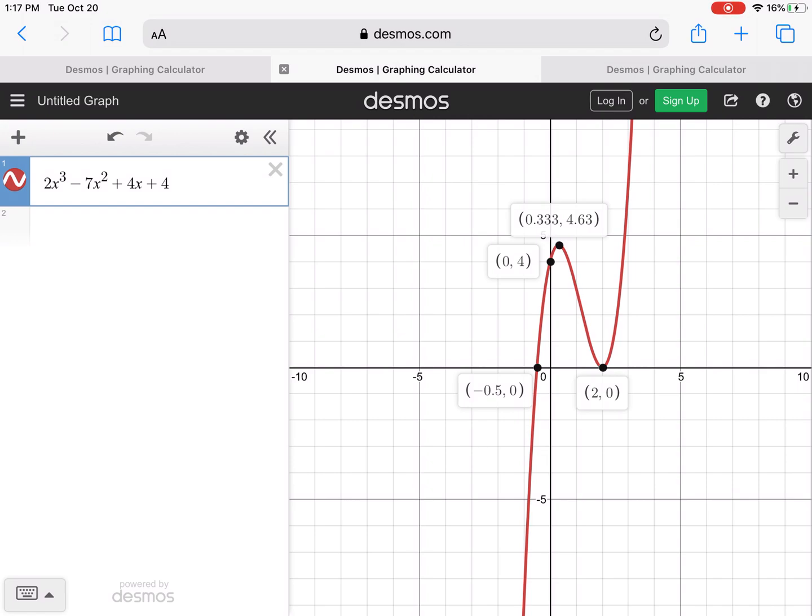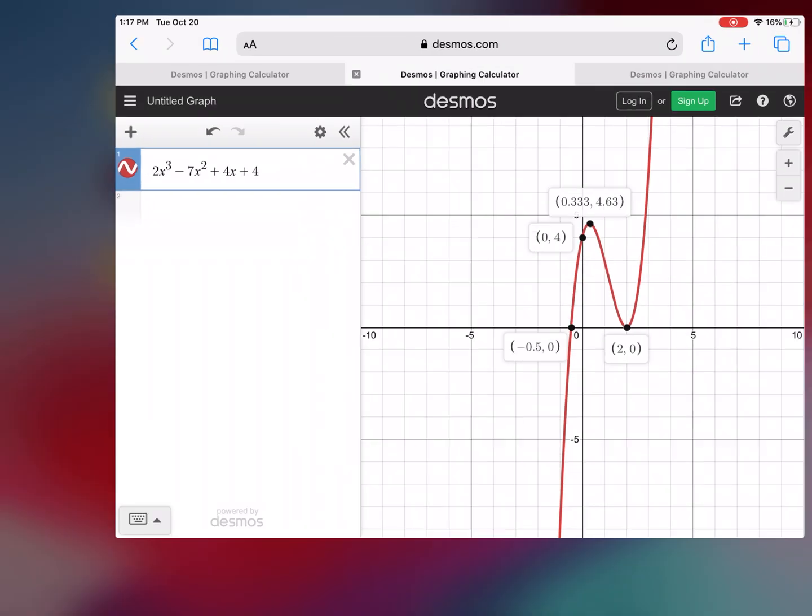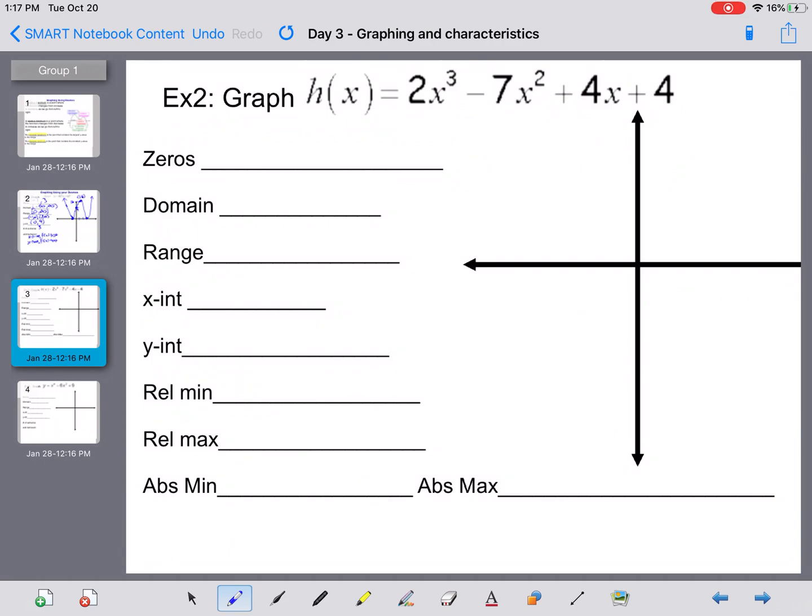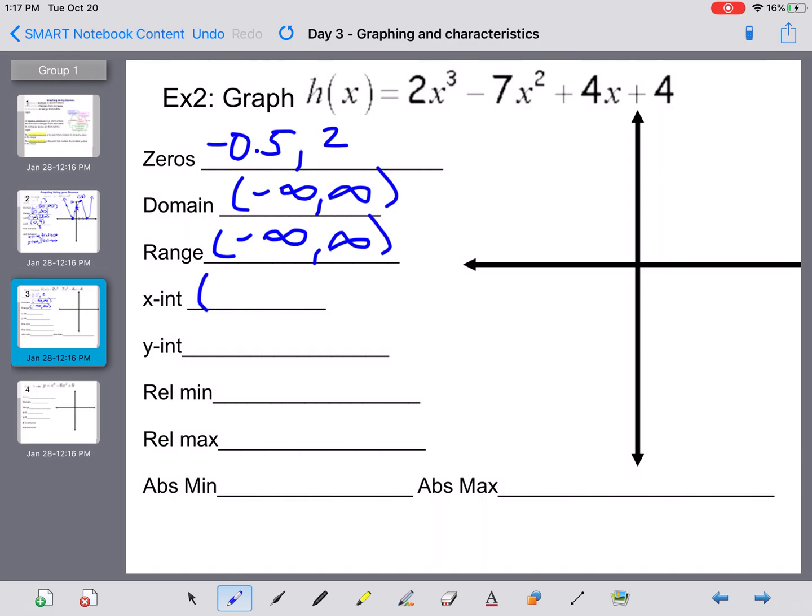I'm going to round that maximum, the relative maximum, to 2 decimal places. And so we're going to convert that back over. We had zeros at -0.5 and 2. Our domain and range for all these polynomials are going to be all real numbers. Our range is all real numbers for this one since it is a cubic. And then we said we had x-intercepts at (-0.5, 0) and (2, 0). And our y-intercept we said was at (0, 4), which you can find algebraically or from the graph.